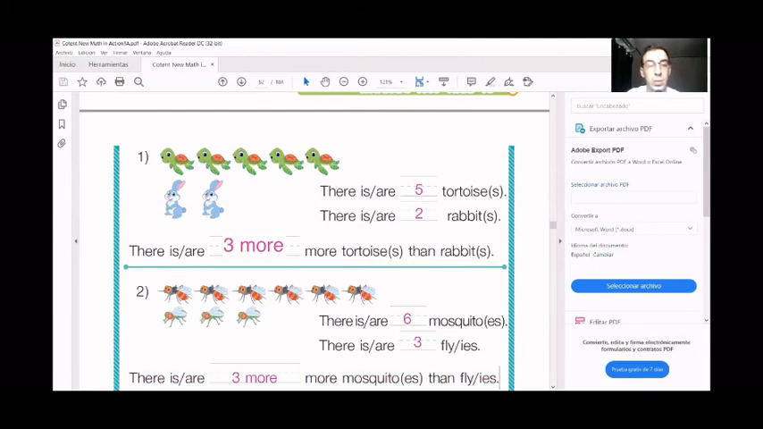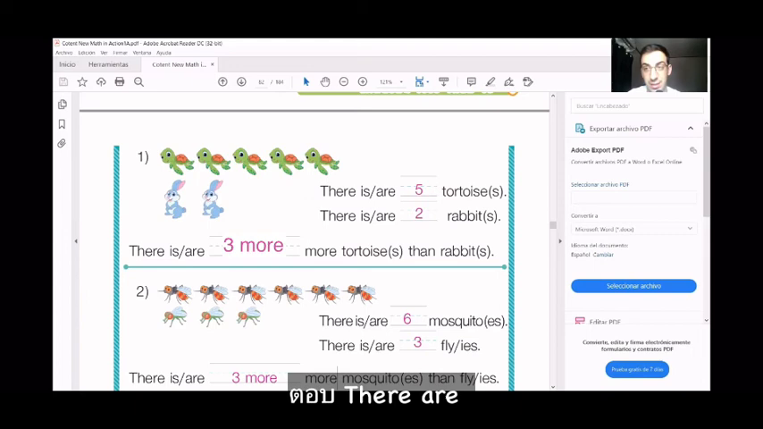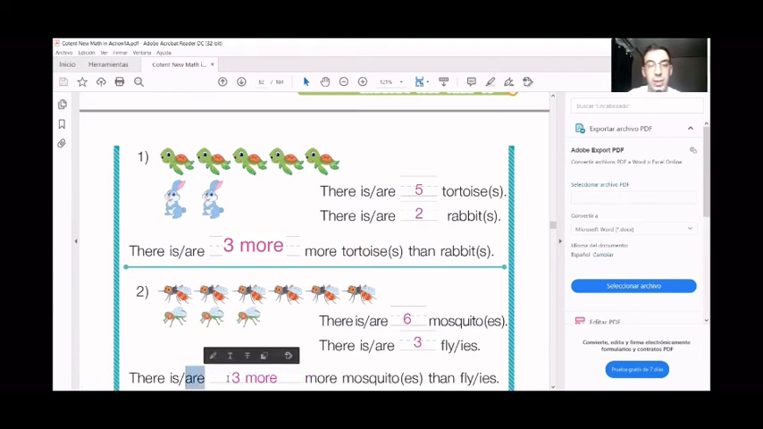Actually, you don't need to say "more" again. You can just write number 3 and it would be right, because the word "more" is already there. We don't need to say it twice. So that's all. 3, there is or there are? There are 3. There are 3 more mosquitoes than flies.